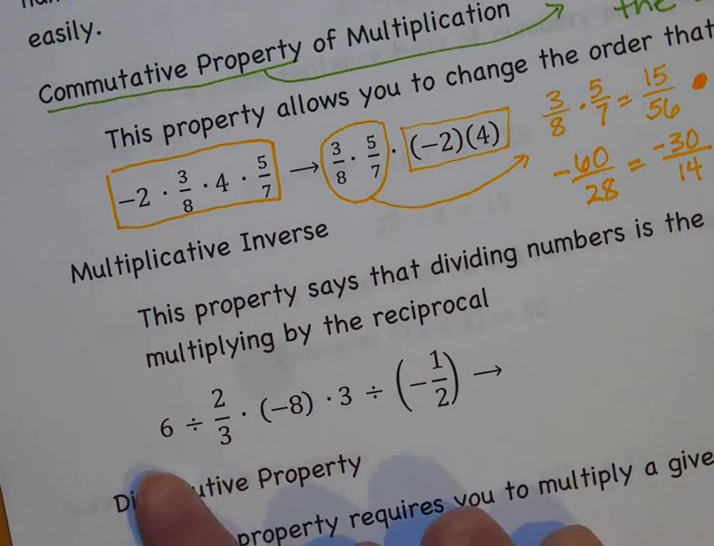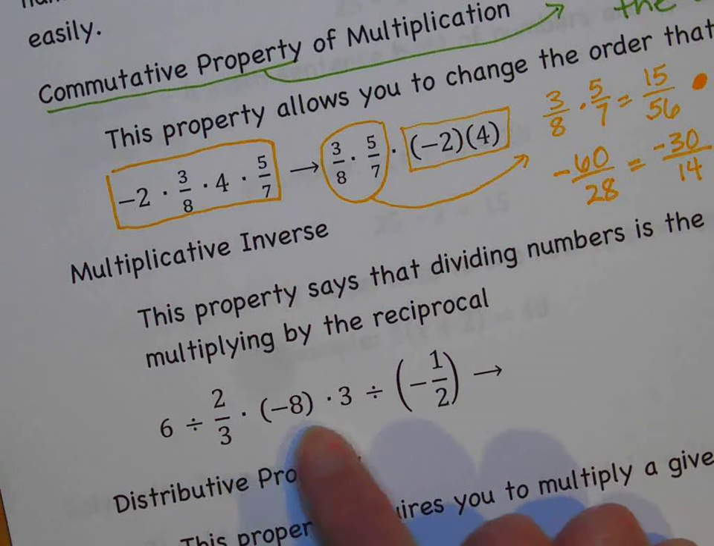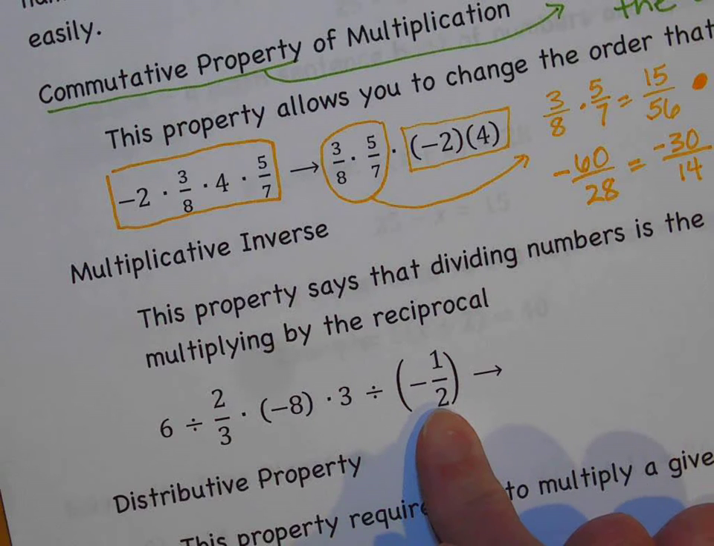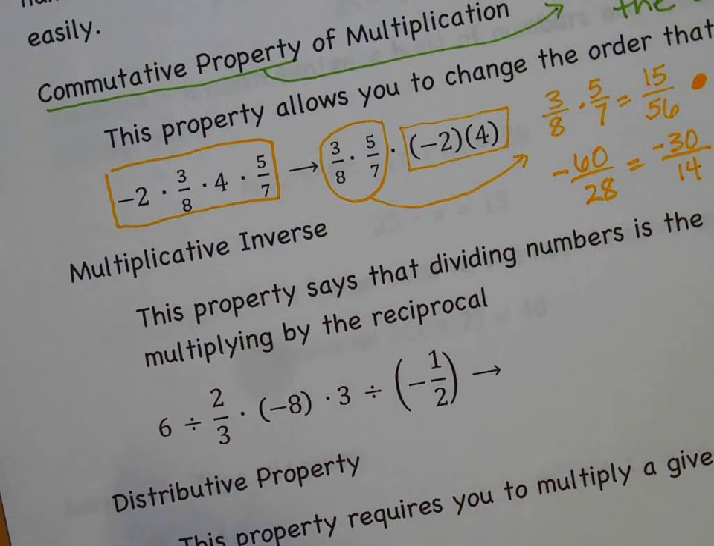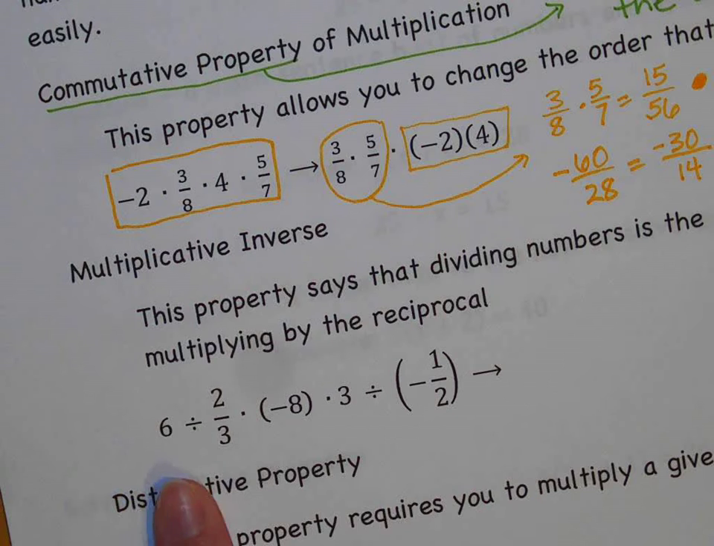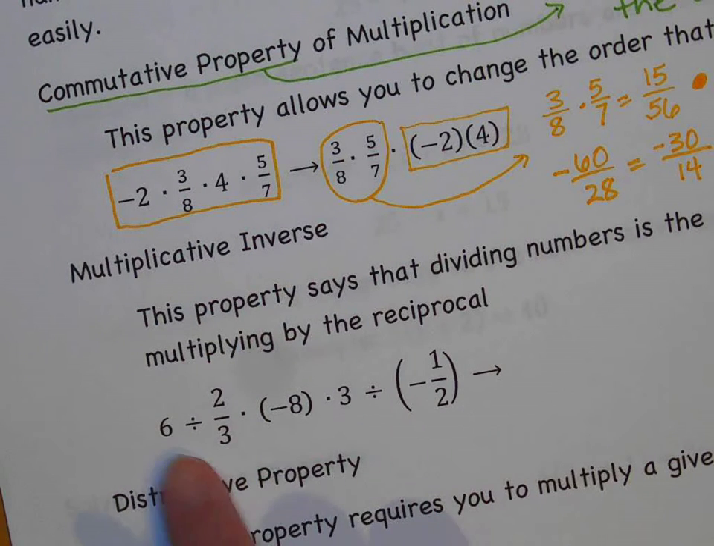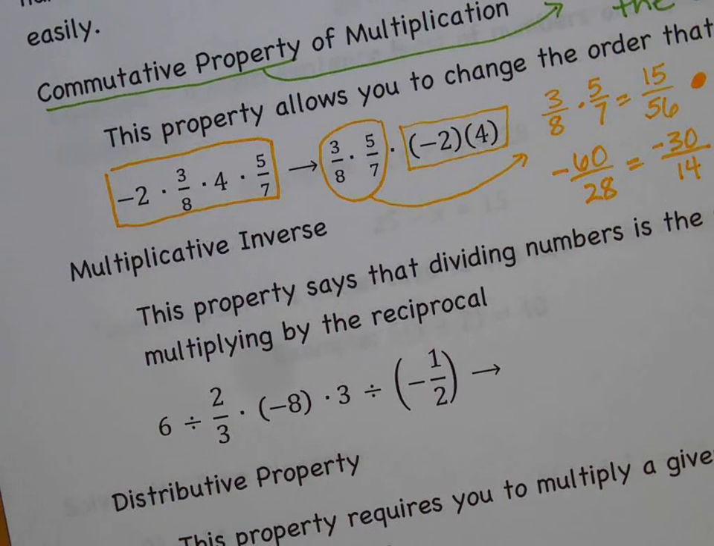And so this first section of the problem, we have 6 divided by 2/3 times negative 8 times 3 divided by a negative 1/2. Okay, and if you're remembering how order of operations works, you do multiplying and dividing at the same time, but you work left to right. So we start here and we go this way. So when you're using the multiplicative inverse, the division actually can be multiplying by the reciprocal.